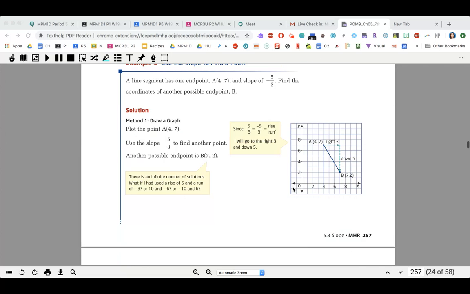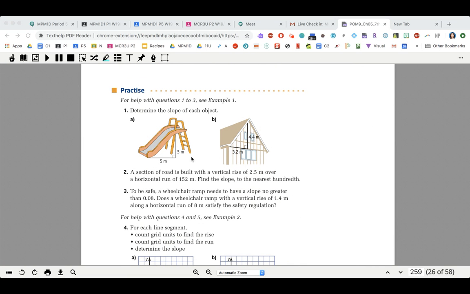And so when we go back to question 1, see how for this slide, we have a run of 5 and a rise of 3. And so the slope formula is rise over run. So the rise is 3, so 3 divided by 5 is 0.6. So when we have word problems, we can use decimals as another way of representing our answer. And so for this roof example, we have a rise of 4.4 and a run of 3.2. So 4.4 divided by 3.2.